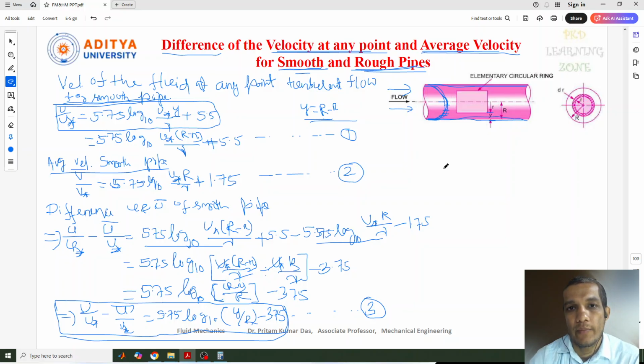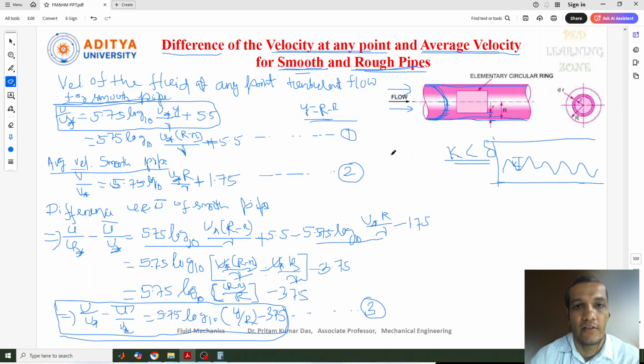So how do we know the pipe is smooth? When k is less than delta star. Okay, k is nothing but the roughness, the irregularity of roughness, and delta star is the laminar sublayer. These things have already been discussed in our previous videos. Now for that condition we got this equation.